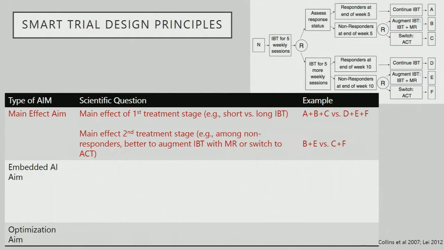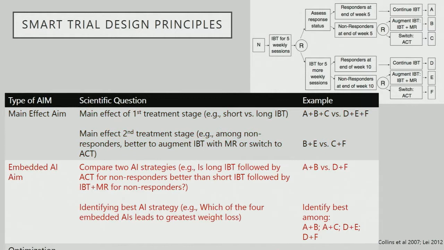So in the main effect aim, what you're looking at is either the effect of the first stage treatment, so 5 sessions versus 10 sessions, where you're comparing groups A, B, and C pooled together, and D, E, and F pooled together, or you're looking at the second stage treatment option, where among non-responders you're looking at whether it's better to augment with the meal replacement therapy or to switch to a different type of therapy. So you're comparing groups B and E pooled together, and C and F pooled together.